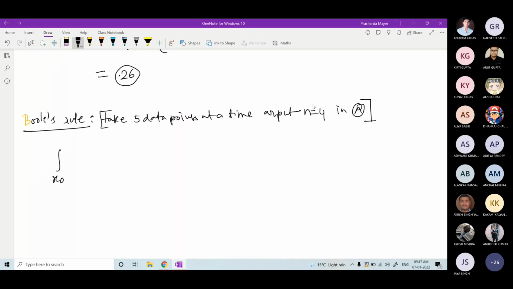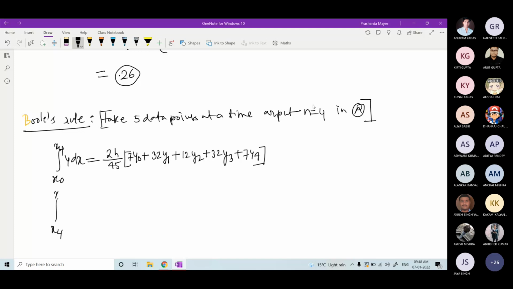Integration x0 to x4 y dx will be equal to 2h by 45 times (7y0 plus 32y1 plus 12y2 plus 32y3 plus 7y4). So this is from x0 to x4.